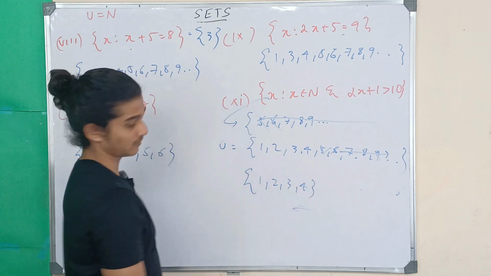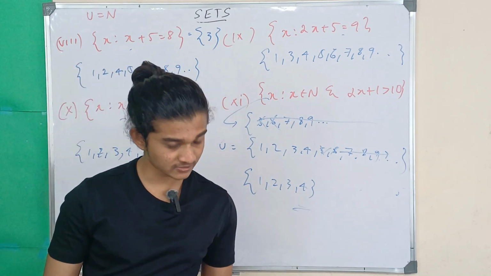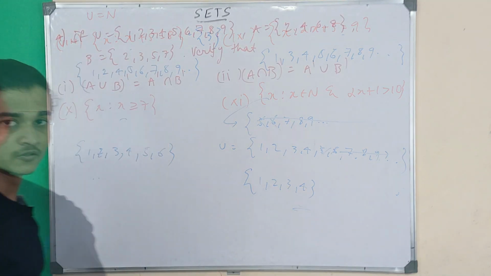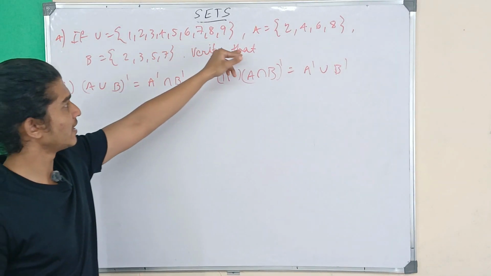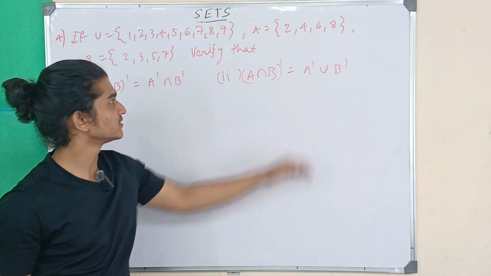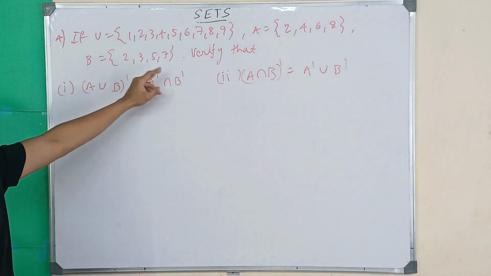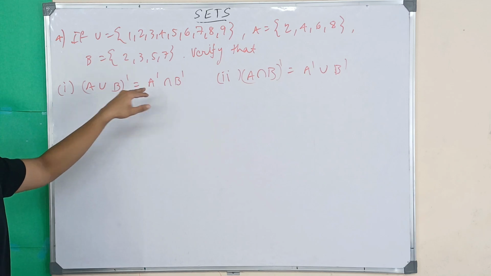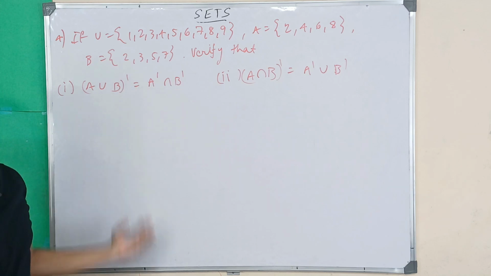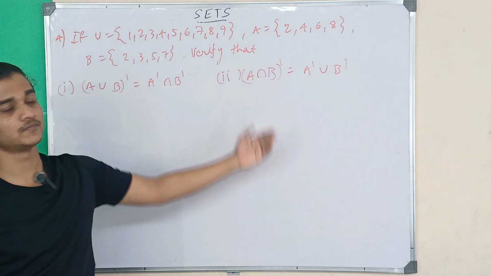So this was the third one. Let us now discuss the fourth one. If the universal set equals 1, 2, 3, 4, 5, 6, 7, 8, 9 and A equals 2, 4, 6, 8, B equals 2, 3, 5, 7, we have to verify that A union B whole complement equals A complement intersection B complement, basically De Morgan's law.